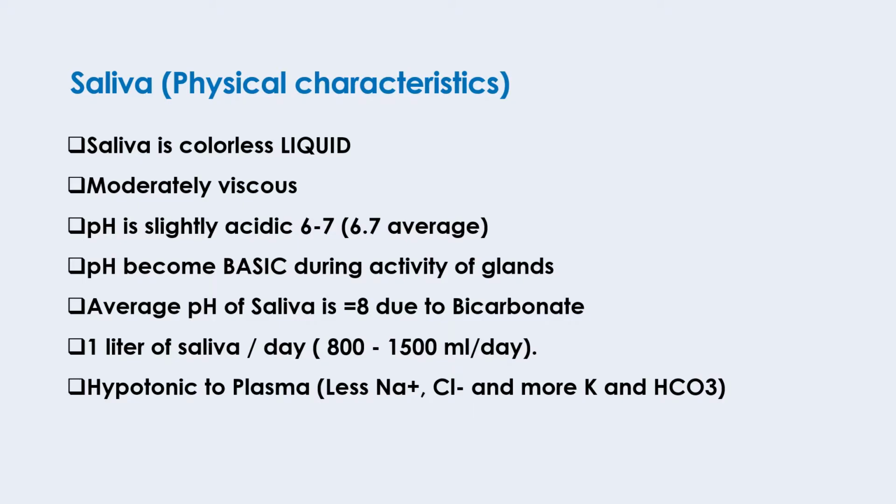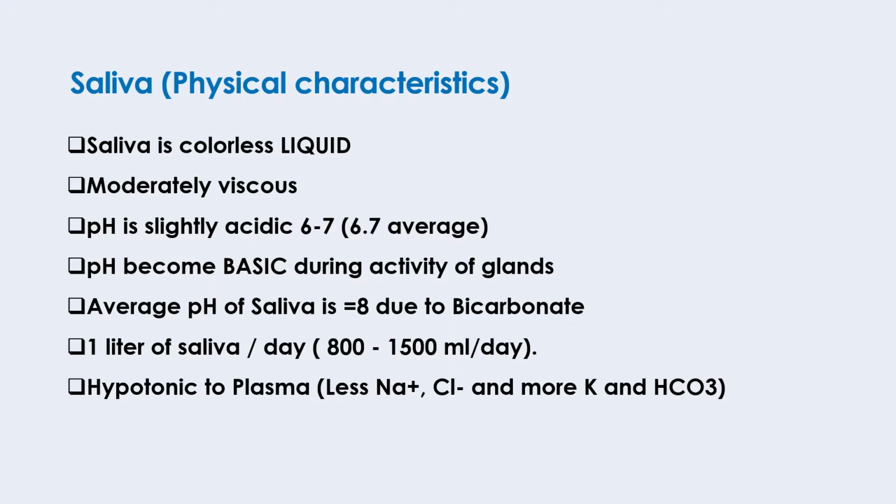As far as pH is concerned, initially the pH of the saliva is slightly acidic, between 6 to 7, and the average value of the pH is 6.7. This is when the saliva is newly formed by the acinar cells, and we are in the resting state, meaning we are not eating or chewing anything. In that condition, in the initial stages, the saliva is quite acidic.